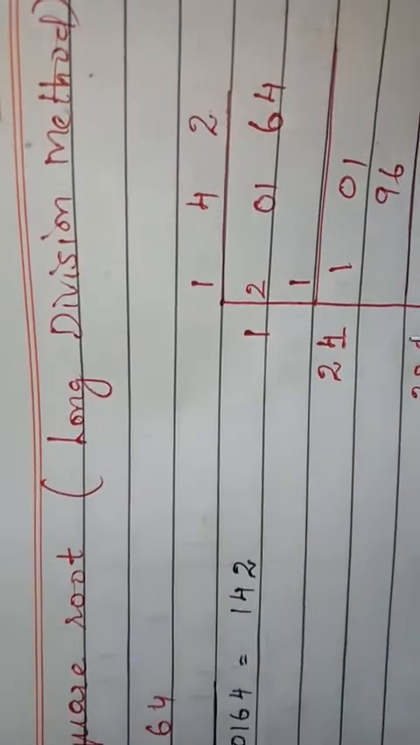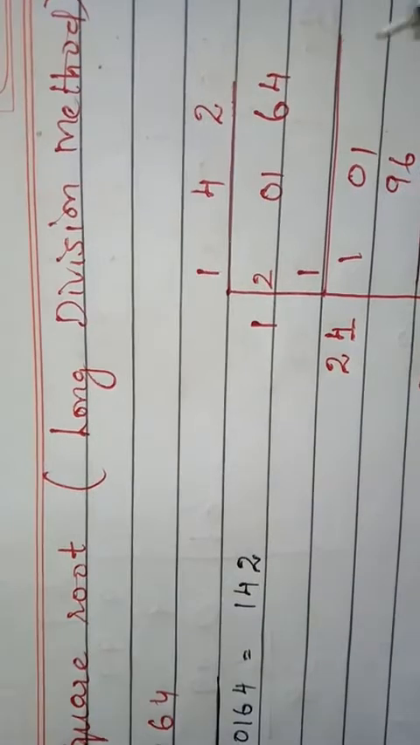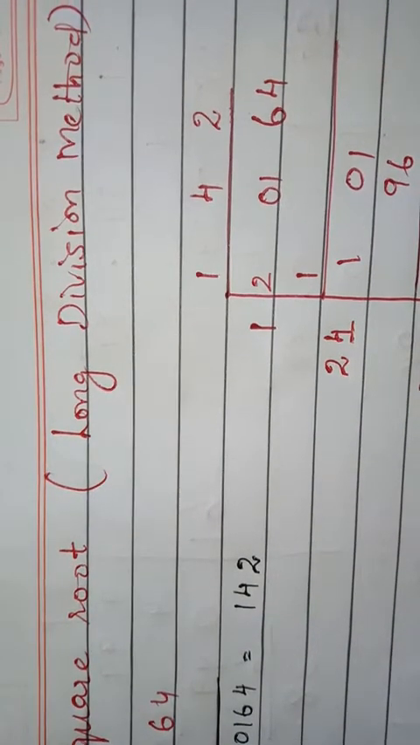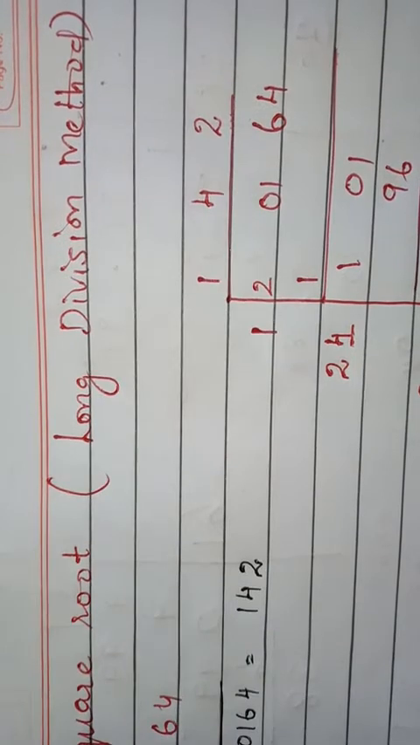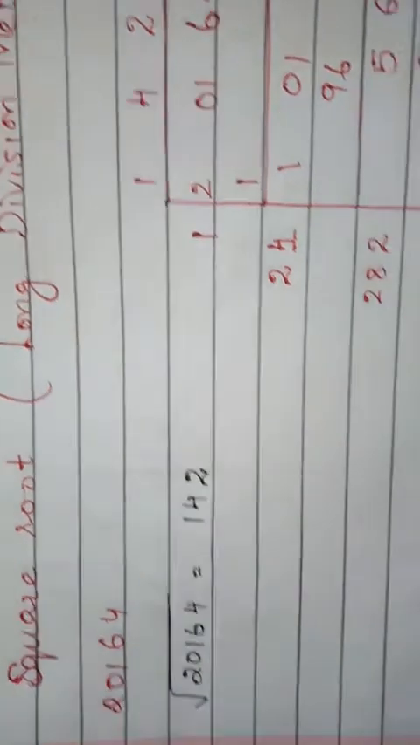Find the square root using long division method. Now here we can see that we have studied how to find the square root using prime factorization method, but for bigger numbers it will not be that easy to do prime factorization. In that case you can use long division method. Now we will consider an example.